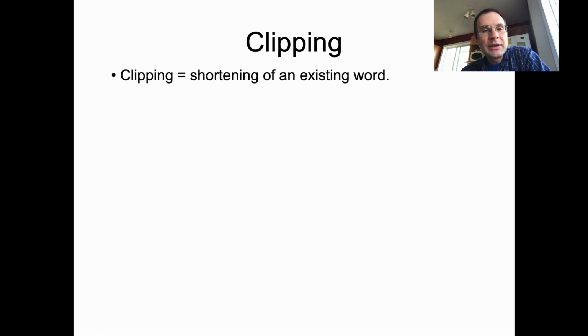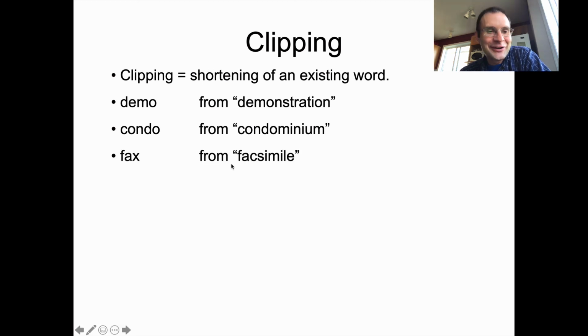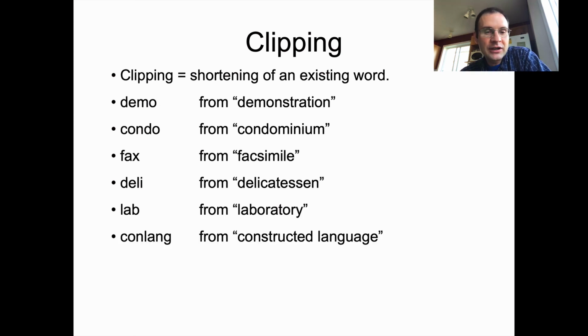Another example is clipping, where you shorten an existing word. So there's lots of examples of this in English as well. Take the word demonstration, you can create demo from that, or condominium, condo, information, info, facsimile, fax. Don't know how much people use faxes anymore, but that's where it came from originally. Deli is from delicatessen. Lab is from laboratory. Lang is from constructed language.